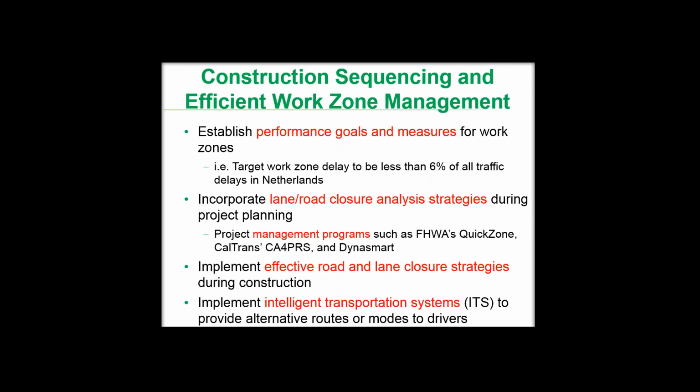So therefore, we have to do something about this, and in an FHWA study in 2007, several strategies were recommended for construction sequencing and efficient work zone management. The objective is to enhance or accelerate production while minimizing the impact of the work zone on the users and agencies. Among those strategies, the first one is establishing performance goals and measures for work zones. There are some nice examples of this in Europe and in some states in the United States. One example is from the Netherlands, already in practice now: the target is that work zone delays should be less than 6% of all traffic delays, while this number in the United States right now is around 10%. And the second strategy was incorporation of lane road closure analysis strategies during the project planning.